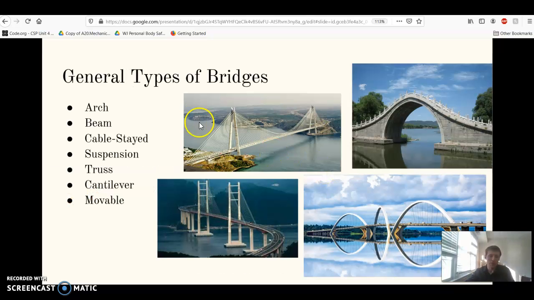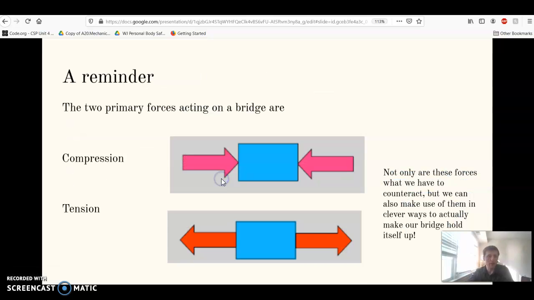Now, types of bridges. We're going to be talking about these 7 as the main ones: arch, beam, cable-stayed, suspension, truss, cantilever, and movable. As we'll see later, sometimes you can have bridges that are hybrids of a couple of these. So it's not necessarily just one. It's several of these ideas smushed together into one bridge. So let's go ahead and see what these are all about.